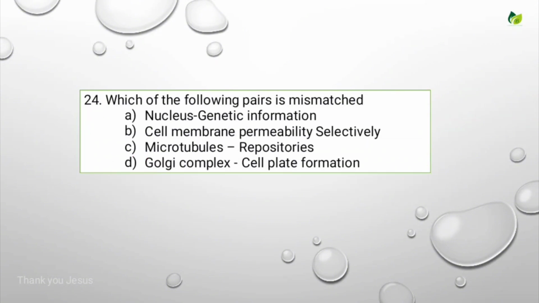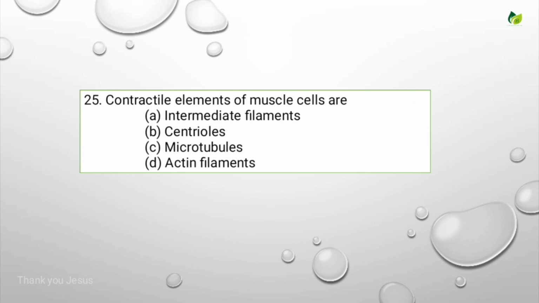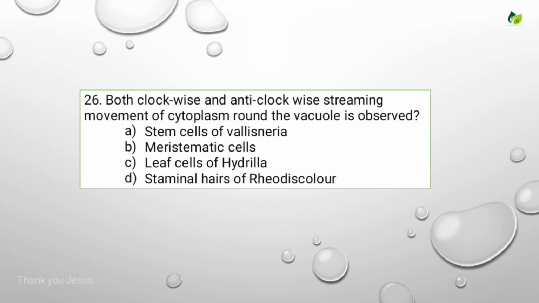Which of the following pairs is mismatched? Options are nucleus, genetic information; cell membrane, permeability selectively; microtubules, repositories; Golgi complex, cell plate formation. For this, the correct answer is microtubules, repositories is the mismatched pair. Let's see the next question. Contractile elements of muscle cells are: intermediate filaments, centrioles, microtubules, actin filaments. For this, the correct answer is actin filaments. Let's see the next question.